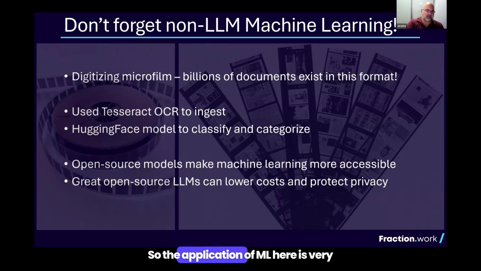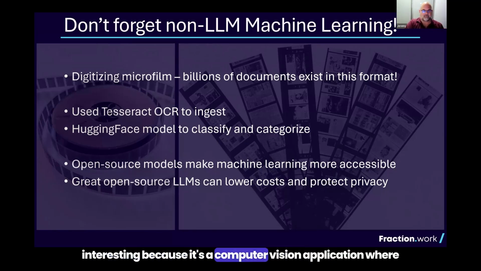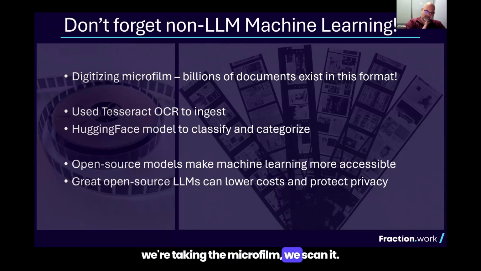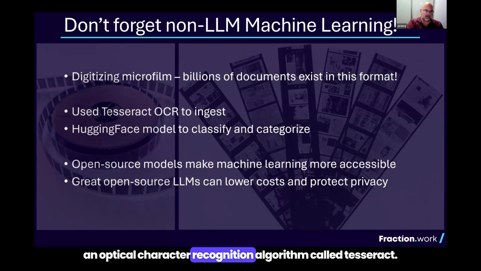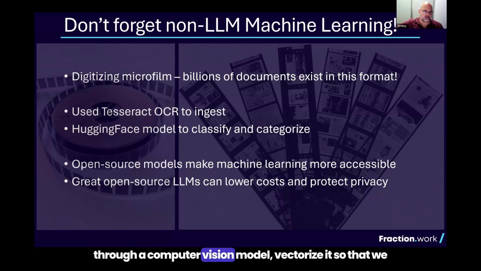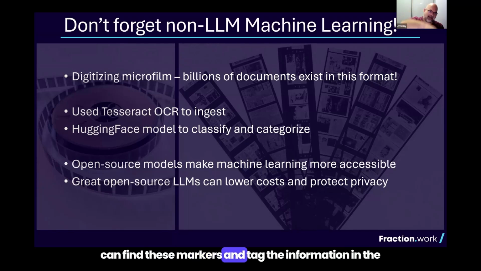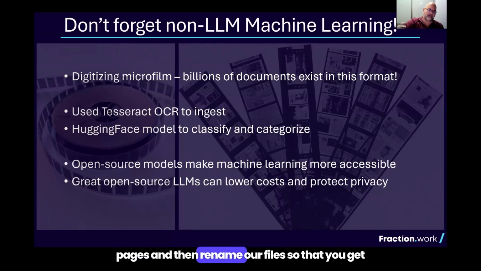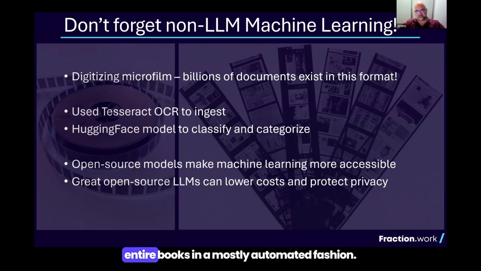So the application of ML here is very interesting because it's a computer vision application where we take the microfilm, scan it, and run it through an optical character recognition algorithm called Tesseract. It's a pretty good one. We extract that data, and then we run it through a computer vision model, vectorize it so that we can find these markers and tag the information in the pages, and then rename our files so that you get entire books in a mostly automated fashion.